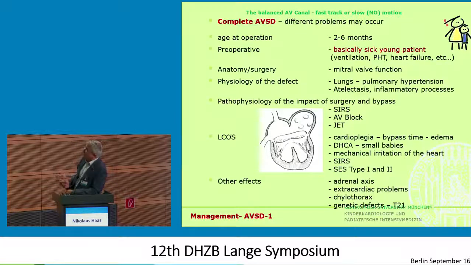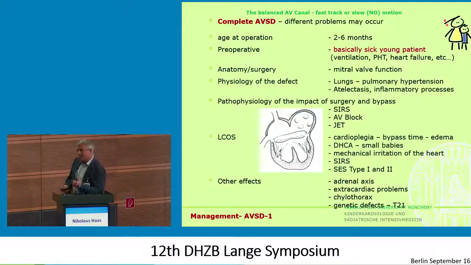Some of them are ventilated, some of them had bronchiolitis before, some of them have pulmonary hypertension or elevated pulmonary resistances, some of them even present with heart failure. Mitral valve function, or left-sided AV valve function, is the main key factor here. The defect itself, as I said, causes pulmonary hypertension. You may have atelectasis, you may have inflammatory processes in the lung that may impair the postoperative course.